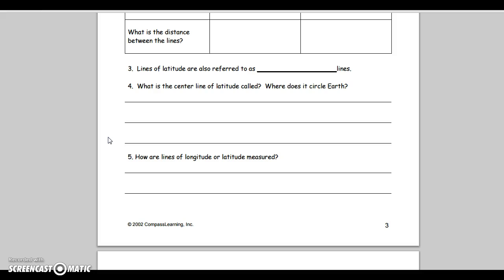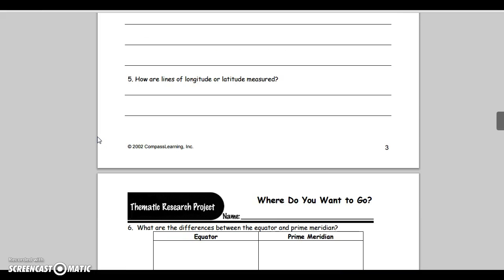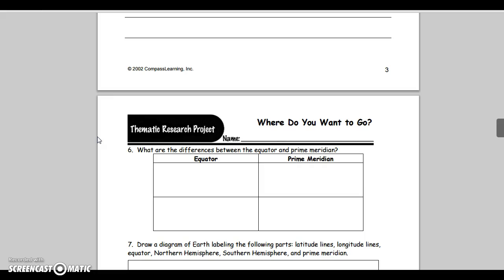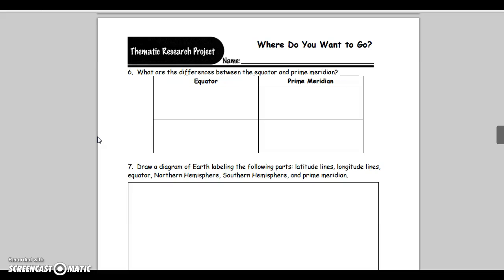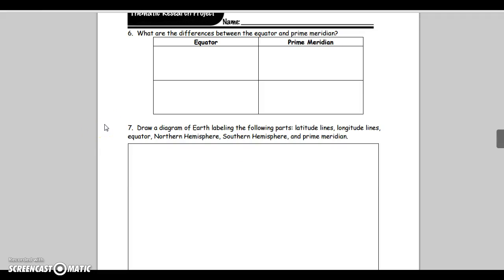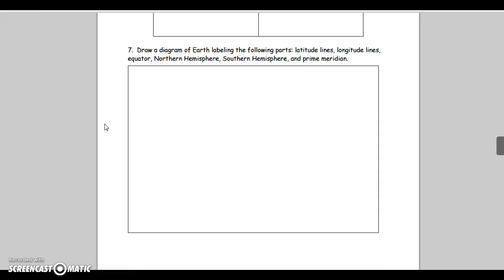Again, if you are not sure of these, that is why there is the extra information. You can find it. Just go to the compass links. It reviews those things that we went over earlier this year, a few weeks ago. Also want to answer what are the differences between the equator and prime meridian. Again, those are in there. We've gone over them too, so you might remember, but if not, you can review the information and it will help you fill that in.